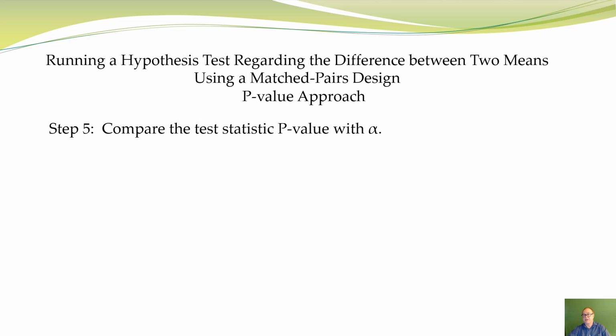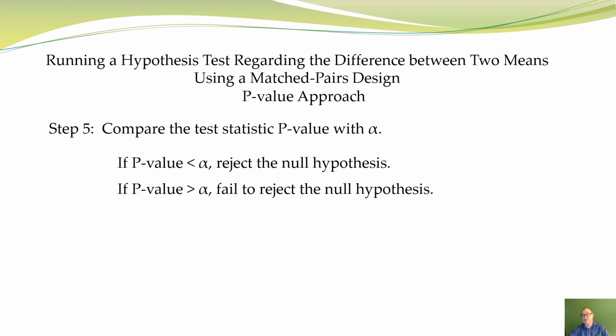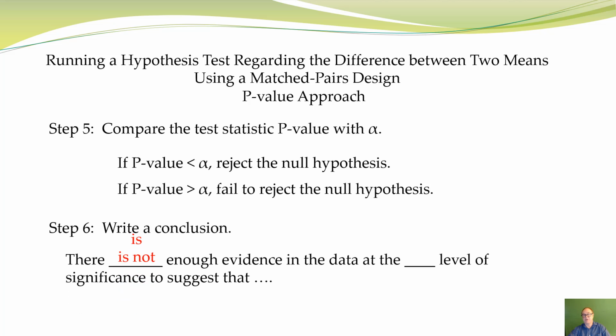Compare the p-value with alpha. Remember, if the p-value is less than alpha, reject the null hypothesis. If the p-value is greater than alpha, fail to reject the null hypothesis. Write your conclusion, which is the same as we've been writing. Okay?